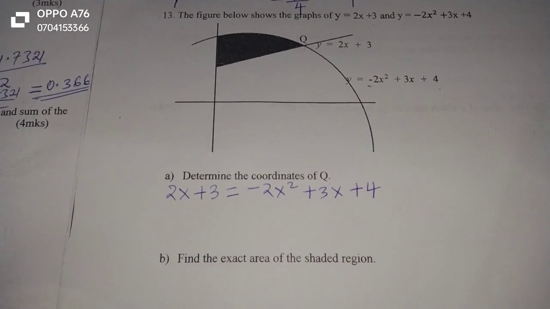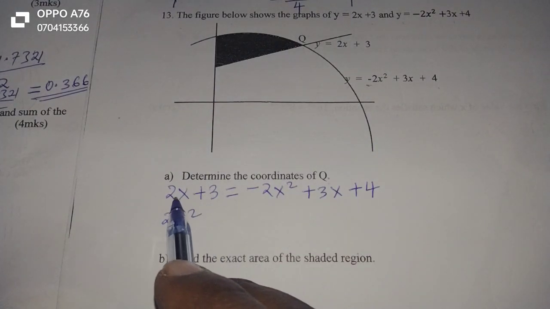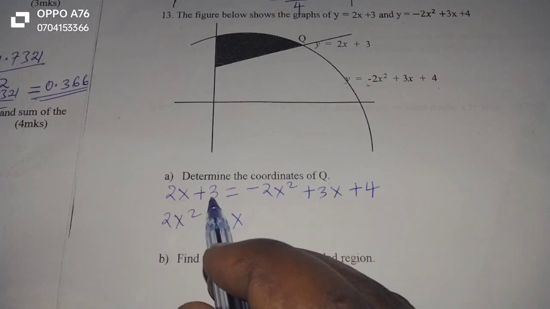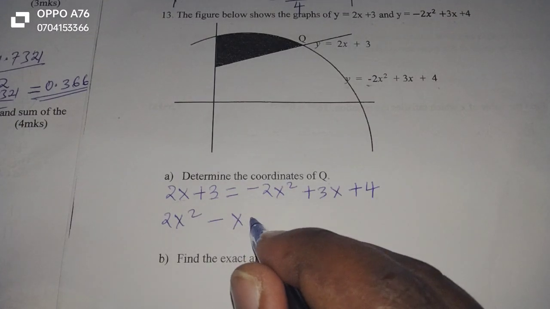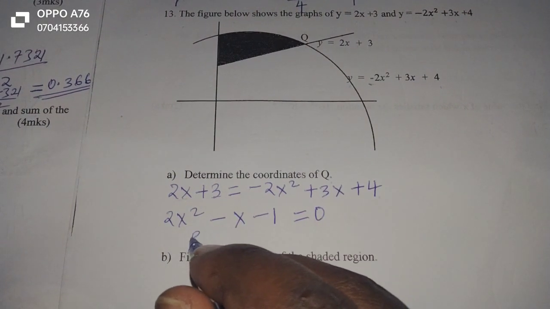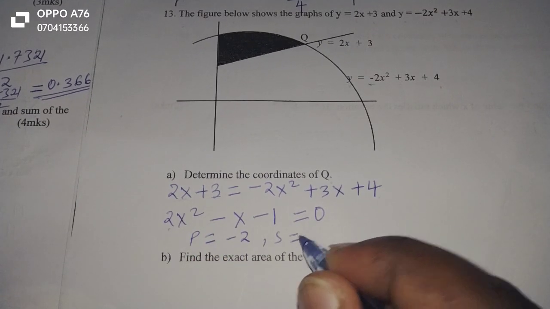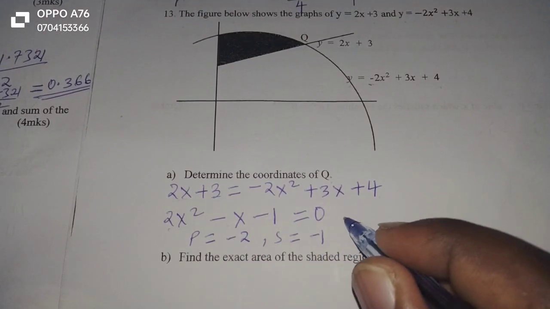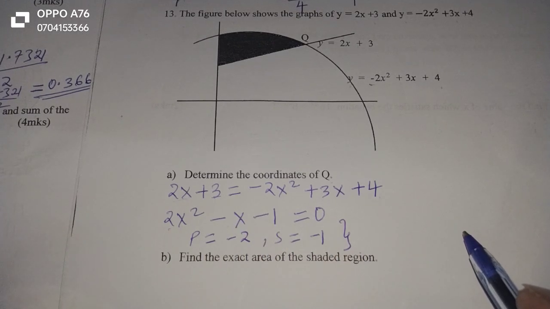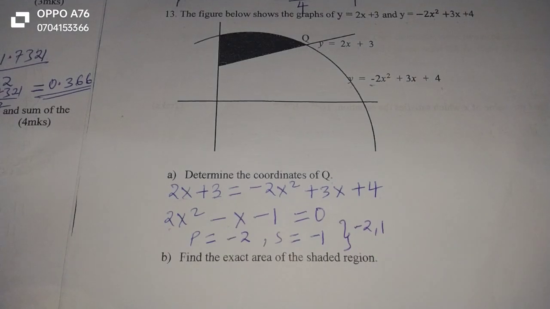Then now we can group like terms together. We can even start with 2x at this point. Then we have 2x minus 3x, which becomes negative x. Then this is 3 minus 4, making it negative 1 equals 0. So now we can solve this by taking a product of negative 2, that is 2 by negative 1, and a sum of negative 1. The two factors, which when multiplied give us negative 2, and when added give us negative 1, are going to be negative 2 and 1.